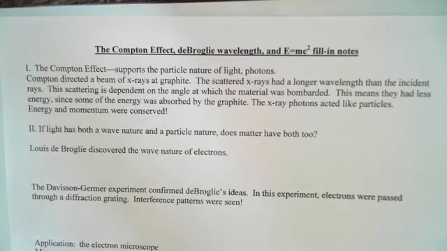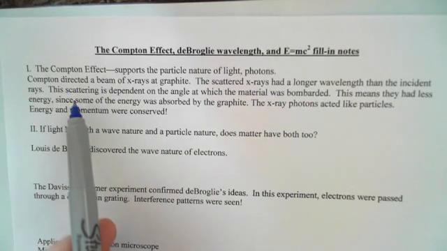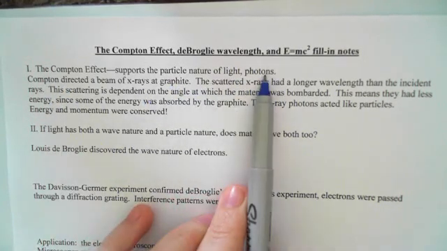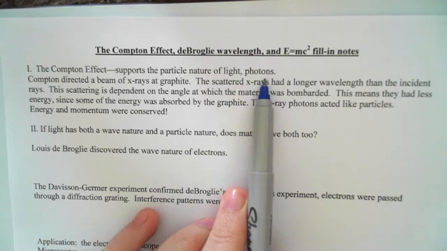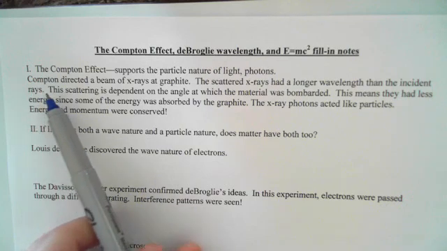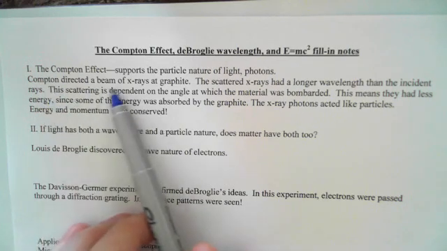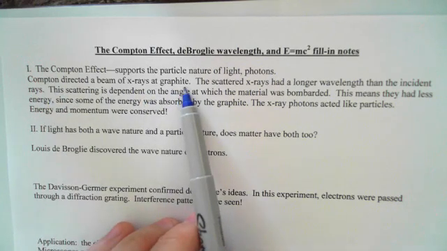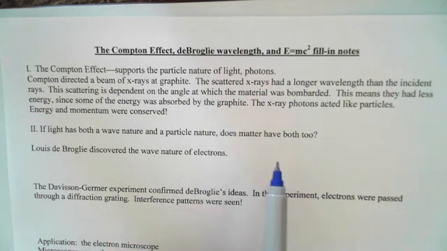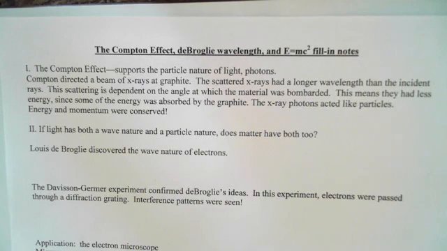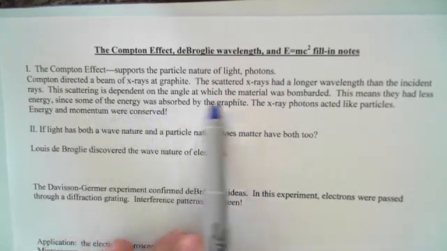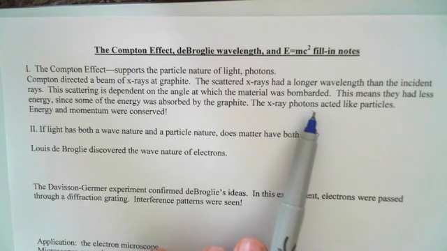So the Compton effect is basically an experiment that was done by Compton that supports the particle nature of light, the idea that light comes in discrete packets of energy called photons. Compton directed a beam of X-rays at graphite. So he took X-rays and shot them at a big block of graphite. The scattered X-rays had a longer wavelength than the incident rays. This scattering depends upon the angle at which the material was bombarded.